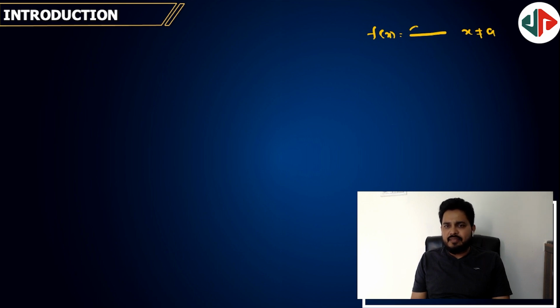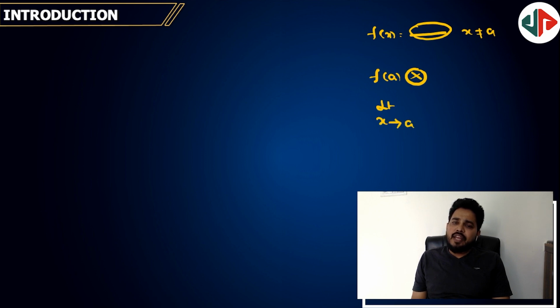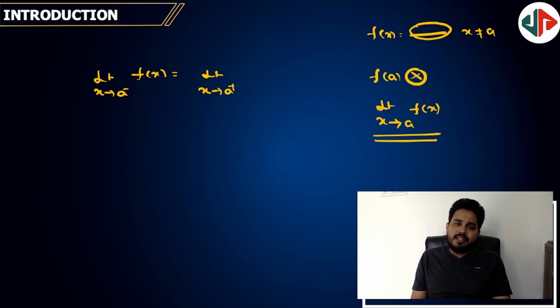When you are unable to find the functional value, for example f of x is mentioned with x not equal to a, something is given here. Now if I want to find f of a, which is not possible, in that case we'll find limit x tends to a of f of x. When you want to take this, you need to check that limit x tends to a minus of f of x should be equal to limit x tends to a plus of f of x.